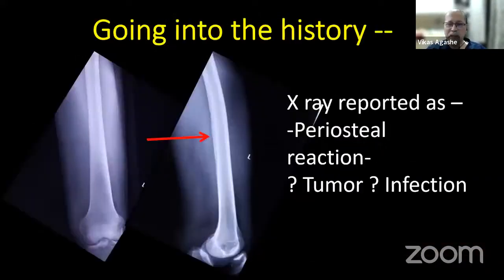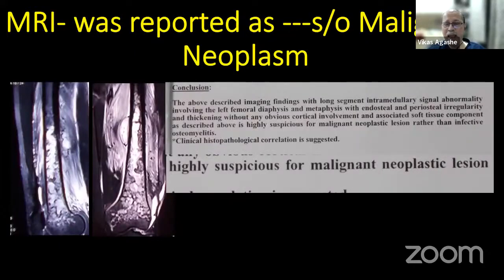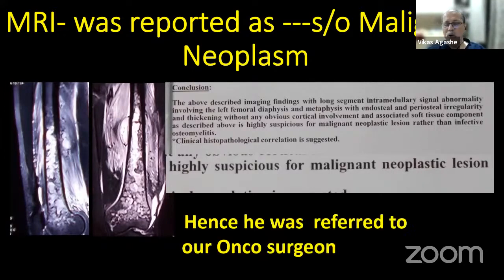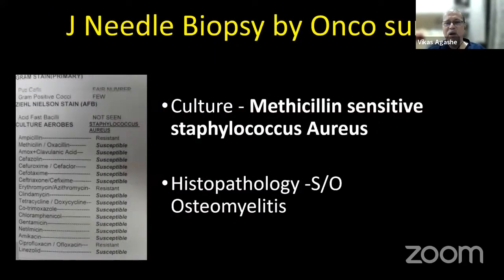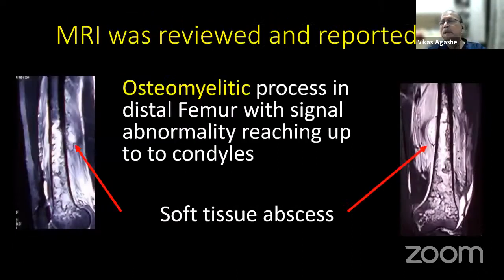When I went through the history, I realized that his X-ray was reported as query periosteal reaction, suggestive of tumor or infection. Hence MRI was done and it was reported as highly suspicious for malignant neoplasm. So he was referred to our oncosurgeon who did a needle biopsy and it grew methicillin sensitive Staphylococcus aureus. Histopathology was also suggestive of osteomyelitis. The radiologist reviewed the MRI and said, no, what you say is right. This is an osteomyelitic process in distal femur with signal abnormality reaching up to the condyles, and there was a soft tissue abscess.